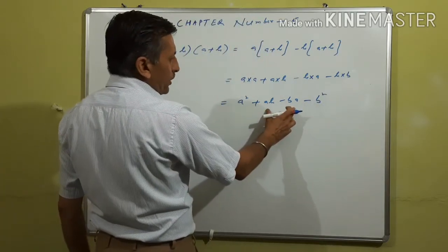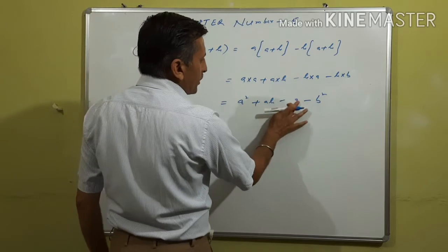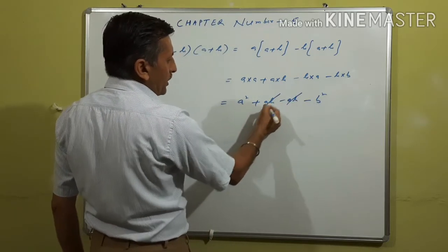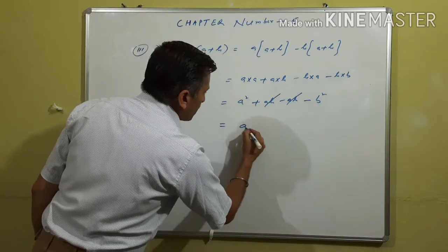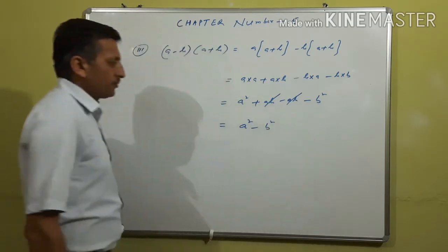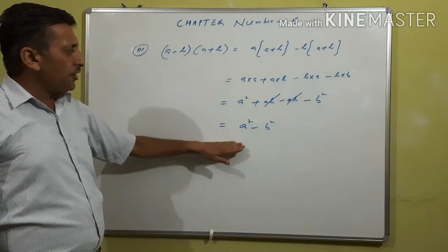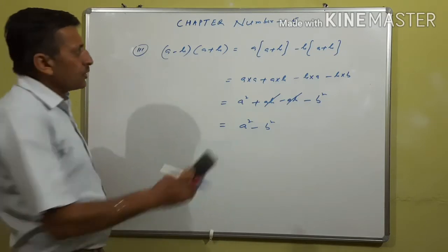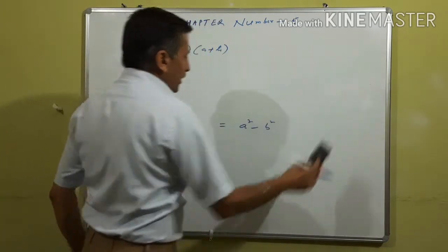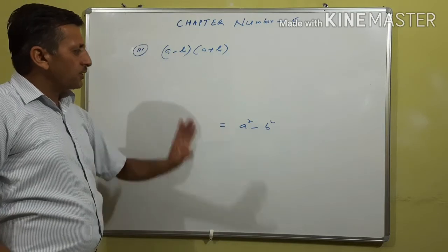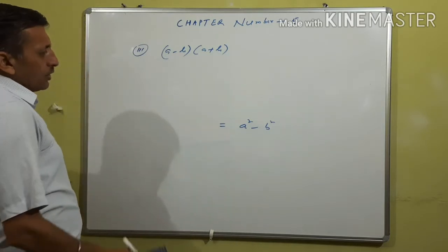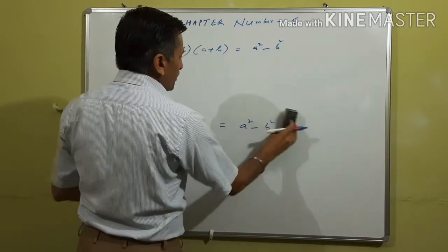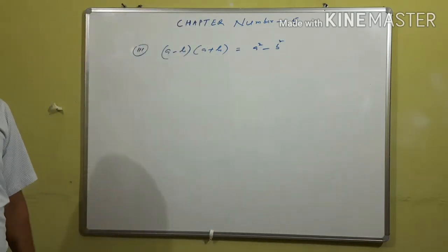Now you can see both the terms are the same. Minus ba is the same as ab, so one of the terms is positive and one is negative, and they cancel. So ultimately your answer is a square minus b square. Again this is a shortcut. Instead of multiplying again and again, you can learn that (a minus b) into (a plus b) is a square minus b square. This was your third part.